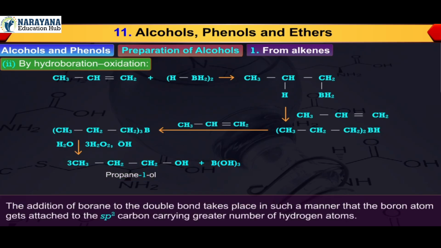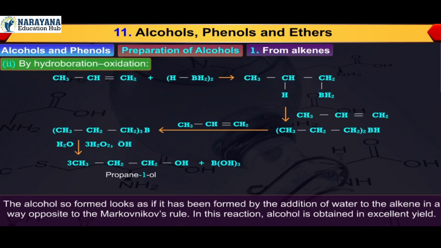The addition of boron to the double bond takes place in such a manner that the boron atom gets attached to the sp2 carbon carrying the greater number of hydrogen atoms. The alcohol so formed looks as if it has been formed by the addition of water to the alkene in a way opposite to Markovnikov's rule. In this reaction, alcohol is obtained in excellent yield.